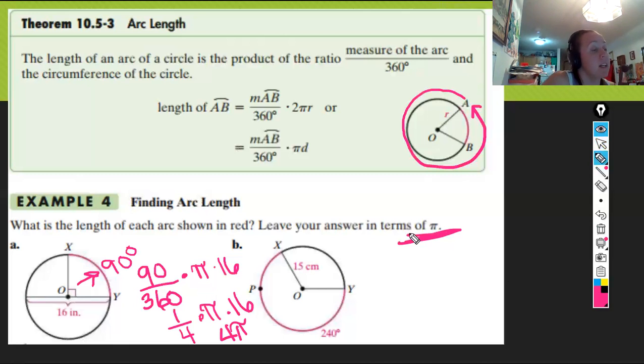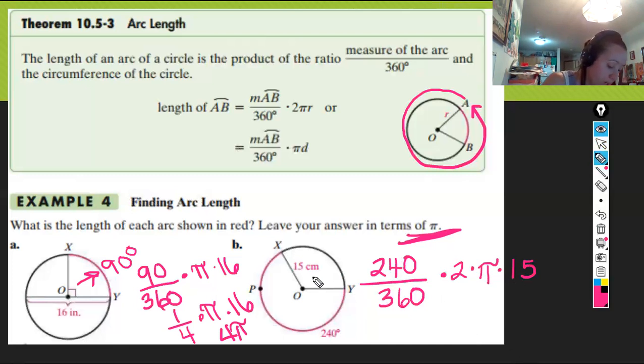Okay. Last one. We're going to take this arc measure, which is 240, as a fraction of 360. So there's the degree part, and we're going to multiply. Now we have a radius, so I could either double it and say it's 30 pi, or I could go 2 pi r. I'll just write it.